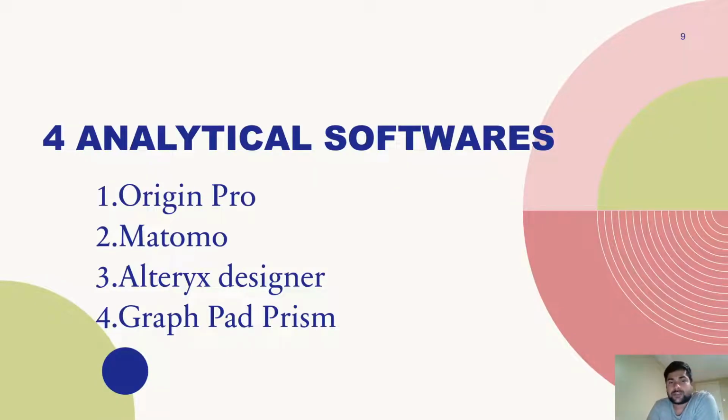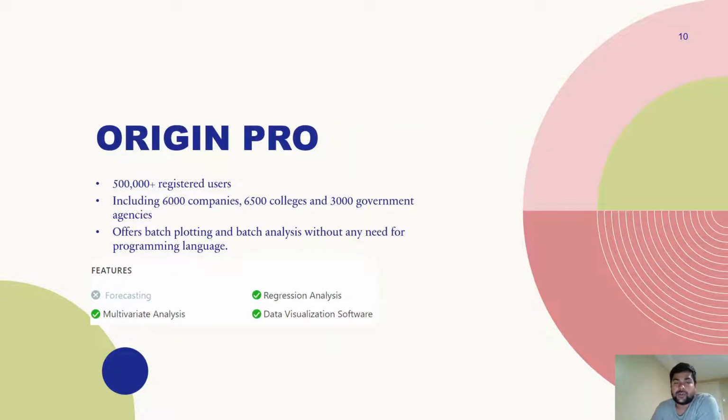So for this presentation, I have selected four analytical software that are available in the market. Some of them are Origin Pro, Matomo, Alteryx Designer, and GraphPad Prism. So we'll look into each of these softwares. Origin Pro has some 500,000 registered users. These users come from 6,000 companies, 6,500 colleges, and some 3,000 government agencies and research labs.